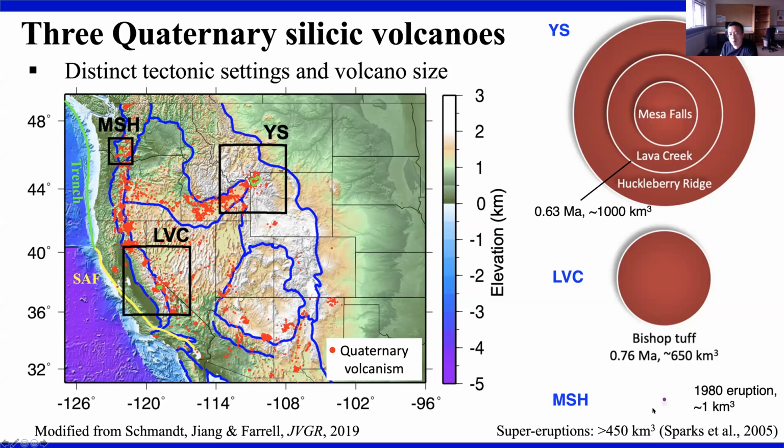Mount St. Helens is much smaller. It has been periodically erupting over the past hundred thousand years, but the most recent 1980 eruption created only 1 cubic kilometer, and it already caused a huge amount of damage.